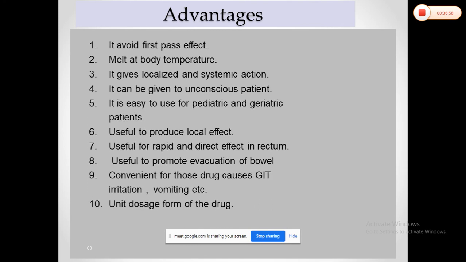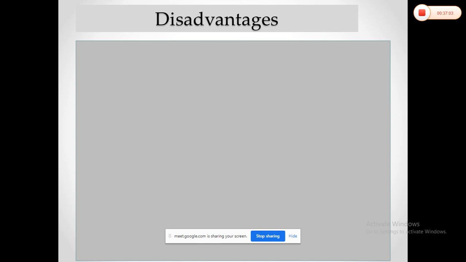Along with that, there are some disadvantages also. So we'll see what the disadvantages of suppositories are. Sometimes irritant drugs can be administered by this route, and suppositories cause embarrassment to the patients, because the drug is administered by inserting the suppository into the rectum, the vaginal cavity, or the urethral cavity. So it causes some embarrassment to the patient also.